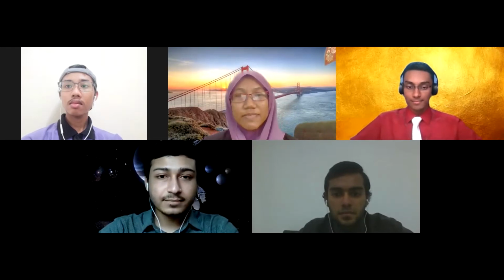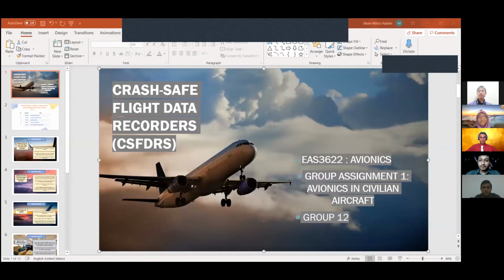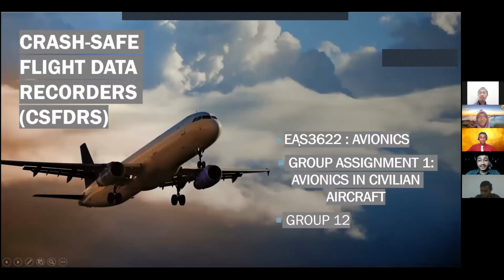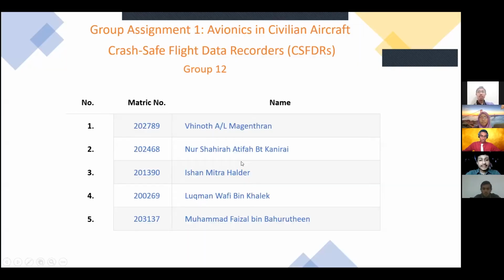We will proceed with the introduction. So this is the presentation for EAS 3622 Avionics, Group Assignment 1, Avionics in Civilian Aircraft, and we are Group 12. Our topic is Crash Safe Flight Data Recorders, CSFDRs. These are the metric numbers and the names of the group members.